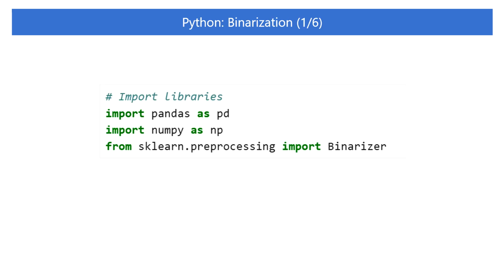Now, let's implement binarization in Python. First, import libraries. Import pandas as pd. Pandas is used for working with tabular data. Import NumPy as np. NumPy provides numerical operations, including conditional operations. And from sklearn.preprocessing, import Binarizer, which is used to apply binarization.